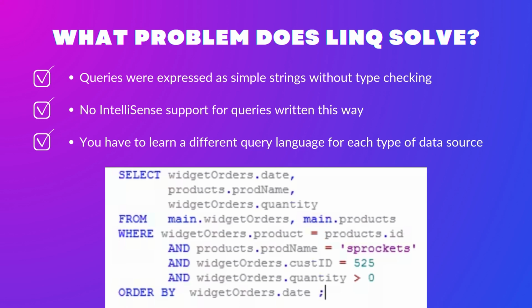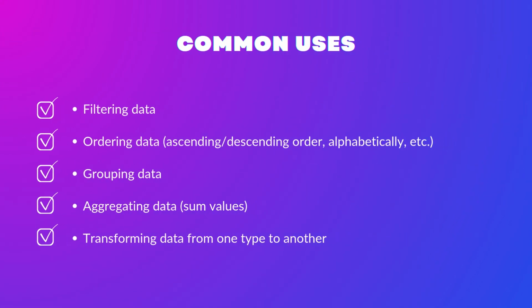And finally, if each data source uses a different query language, then we're stuck with having to learn a new language for each type of data source we want to use. So what kinds of things can we do with our LINQ queries? Some examples include filtering data. You can provide conditions that limit the number of items you receive from the original collection. For example, maybe you want to see temperatures above a certain threshold.